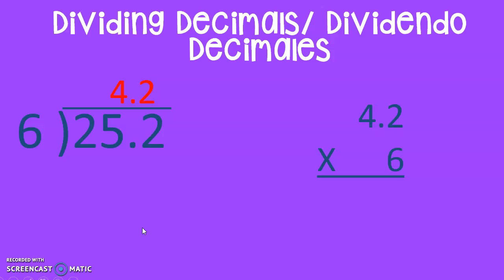So I'm going to multiply normally. 6 times 2 is 12. I put down the 2, I carry the 1. Then 6 times 4, 24 plus 1 is 25. So multipliqué normalmente, ahora voy a ver al punto. So I have to move the decimal one time over, so I put the decimal one time over in my answer. 25 and 2/10. Now I know I got the right answer. Ahora ya verifiqué que agarré la respuesta correcta.